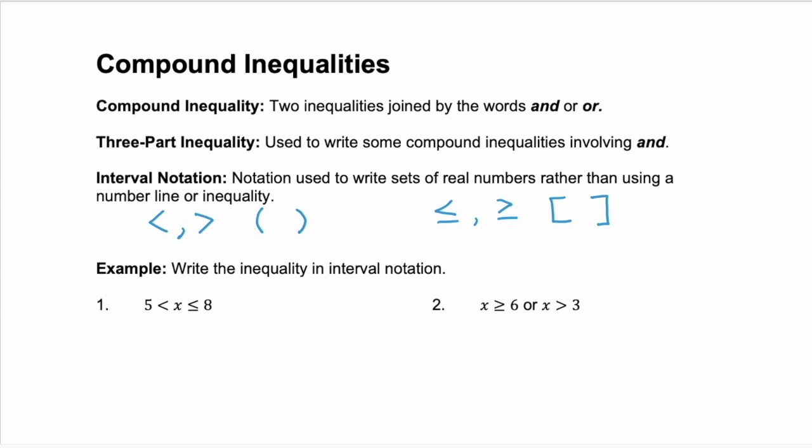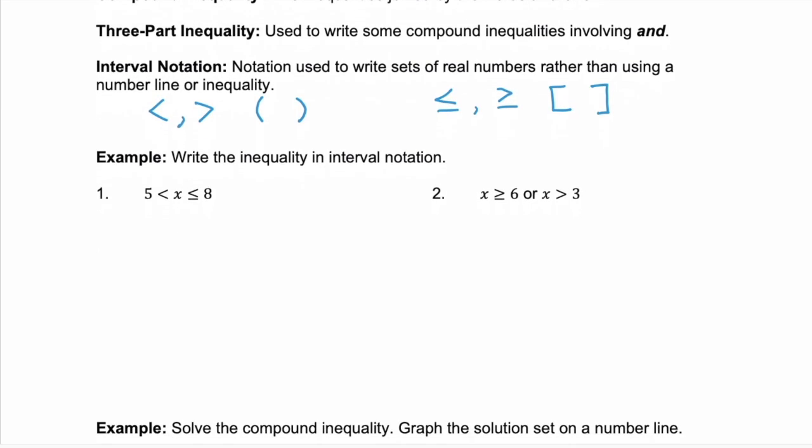Let's look at a couple of examples. So example 1, we have a three-part inequality, and we're asked to write the inequality in interval notation. This is a three-part inequality, so it's an and. We know it's a three-part because it has three parts, three terms, separated with two inequality symbols.